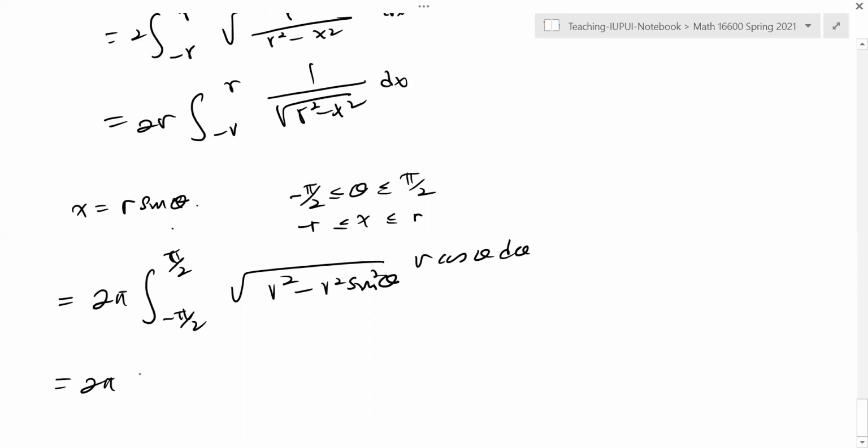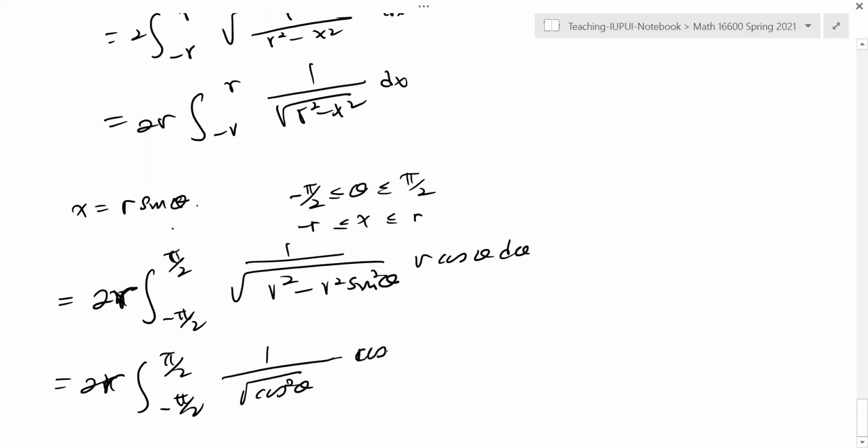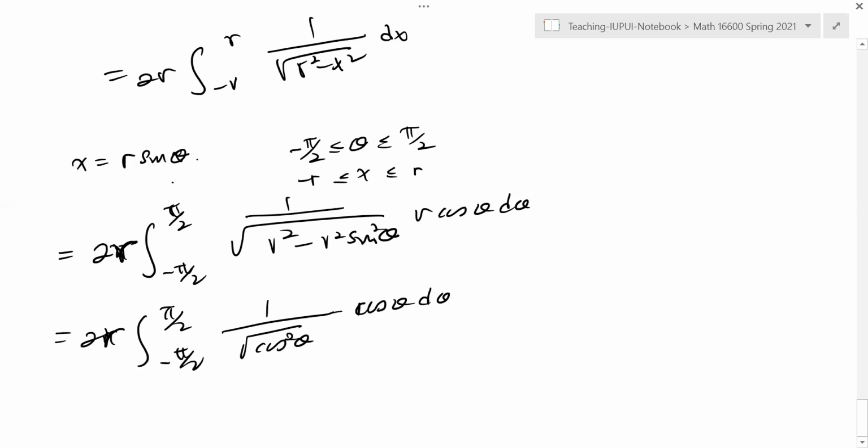And then you have this in the denominator. Then you get, this is r, not pi, 2 pi, it's 2r. Then you have r canceled out, and inside the square root is actually cosine squared theta, times cosine theta d theta, okay? Because cosine theta is going to be a positive number for theta between negative pi over 2 and positive pi over 2. So they're canceled out, actually. It's just equal to 1 d theta, okay?